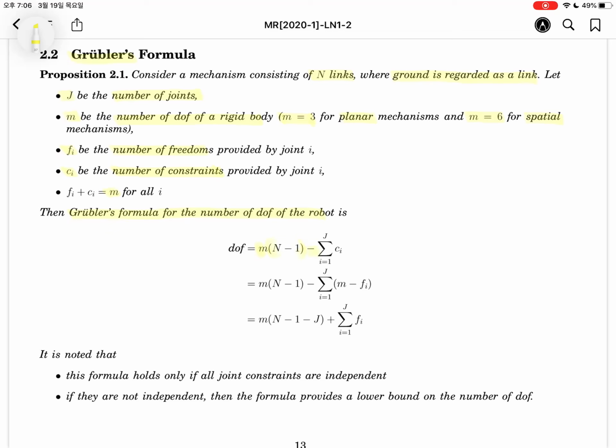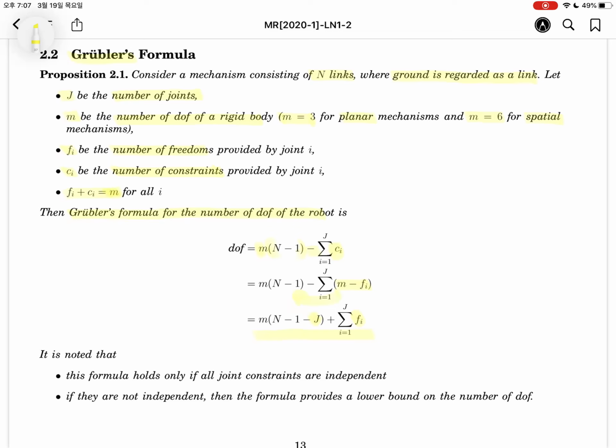It is m times (n minus 1) minus the sum of all the joint constraints. The joint constraint Ci can be replaced by m minus Fi. The summation implies that m appears J times, so mJ goes outside, and the remaining term is the sum of the motion freedoms of the joints. We will use the last equation for determining the degrees of freedom of the robot.